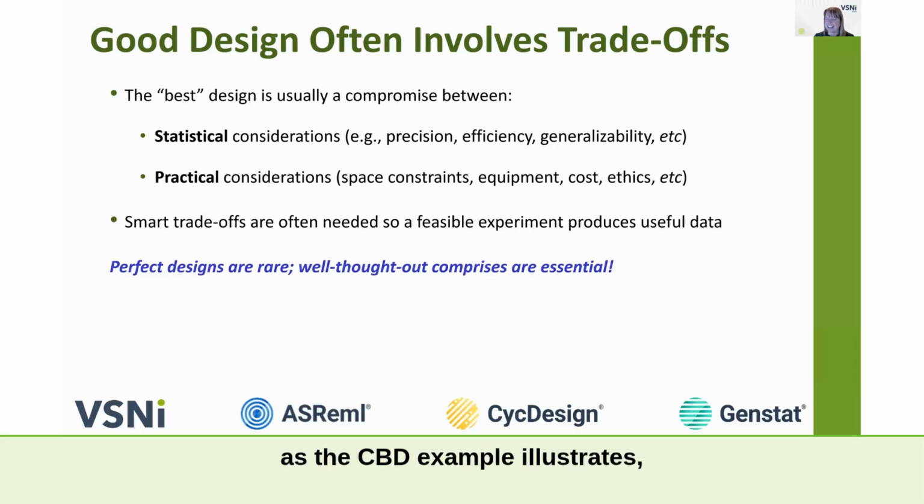So hopefully, as the CBD example illustrates, the best design isn't just about statistical considerations. It's also about practical constraints. Now, often, if not always, we need to make smart trade-offs, so experiments are feasible, but still produce useful data.